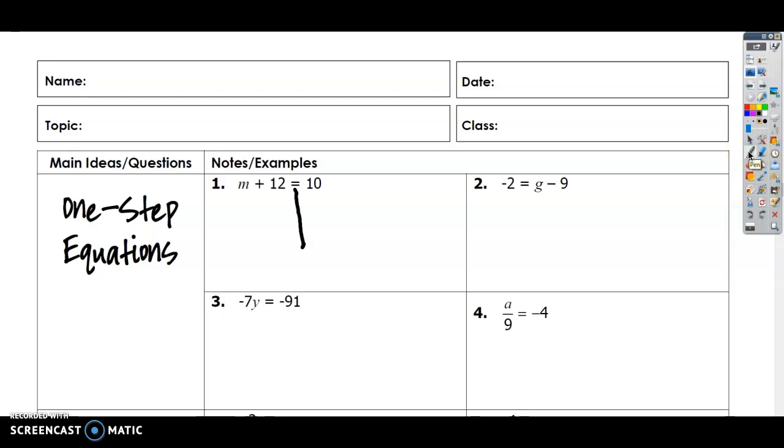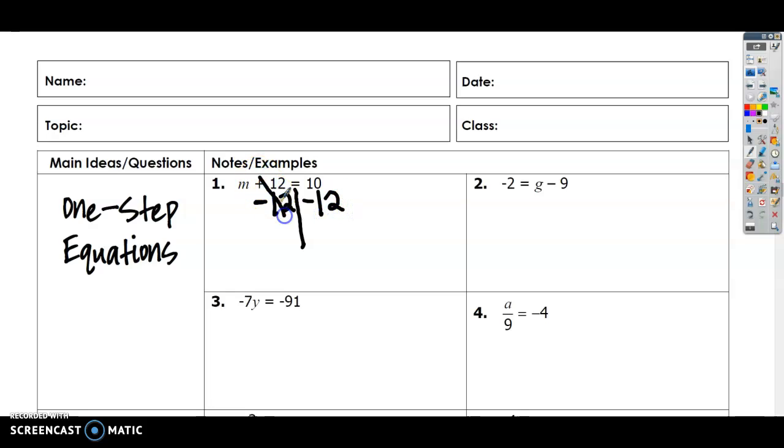Alright guys, today we're going to look at solving one and two-step equations. So as you can see for number one, I've drawn a line down from the equal sign that separates the two sides. So we want the left side and the right side to be equal. So in order to do that, we're going to do the inverse of 12, or the opposite of 12, which is minus 12. And what we do to one side, we do to the other side.